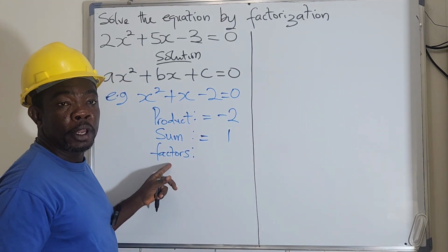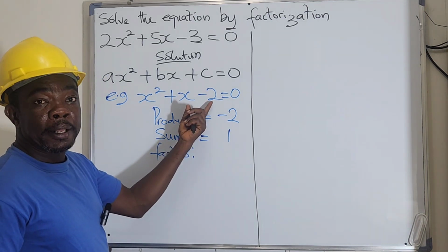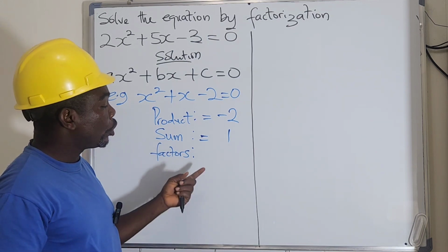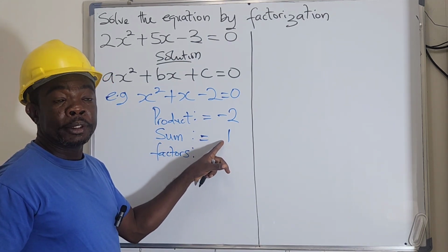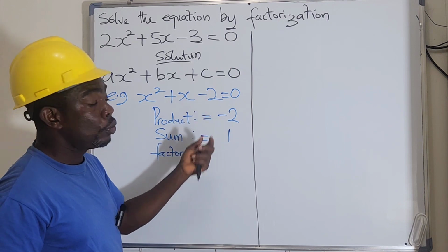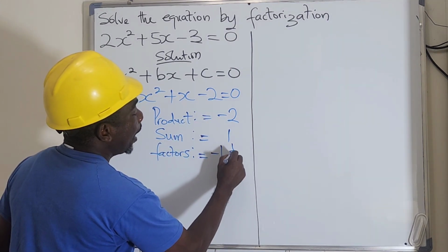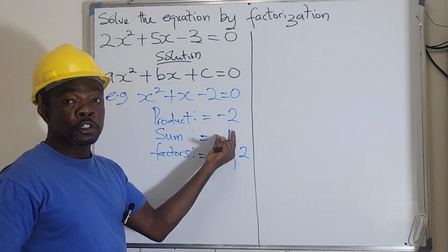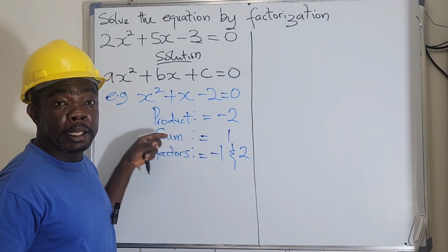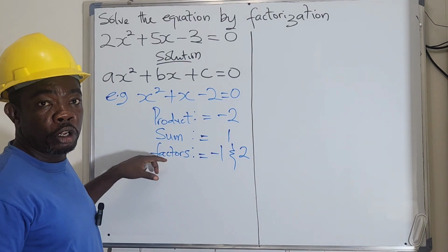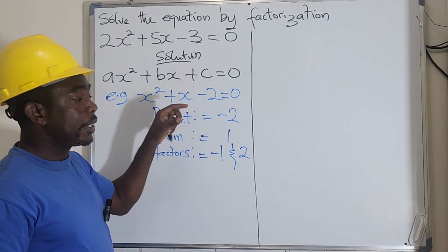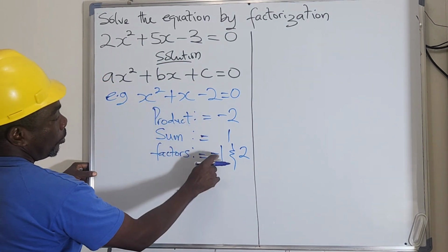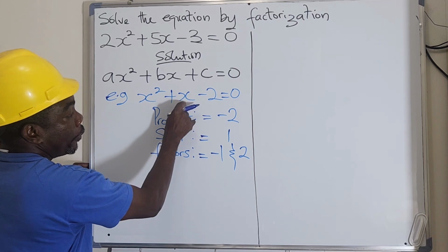Then for the factors, it means that when we multiply the constant and the coefficient of x squared, what are the two factors that, when we sum, will give us 1? So the two factors of minus 2 are minus 1 and 2. That means when we sum minus 1 and 2, it will give us 1. So these are the 3 points that we are going to note for us to find the value of x in this equation.